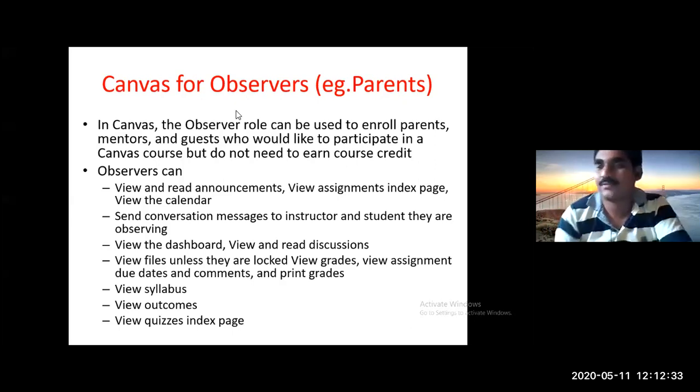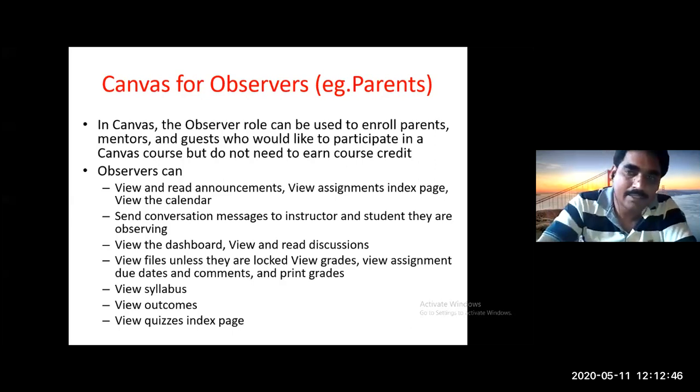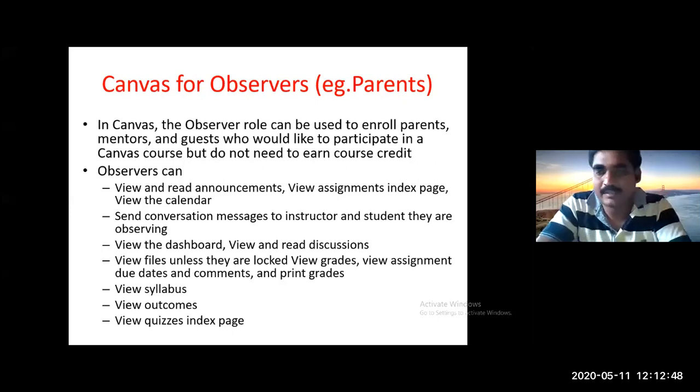Canvas is also available for parents, or we can say observers or moderators. So Canvas is available for observers, parents or moderators also. In Canvas, observer roles can be used to enroll parents, mentors and guests who would like to participate in a Canvas course but do not need to earn course credit. Students will get the course credit, but parents will not get any course credit.